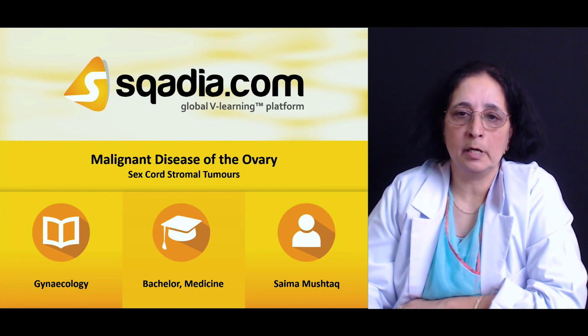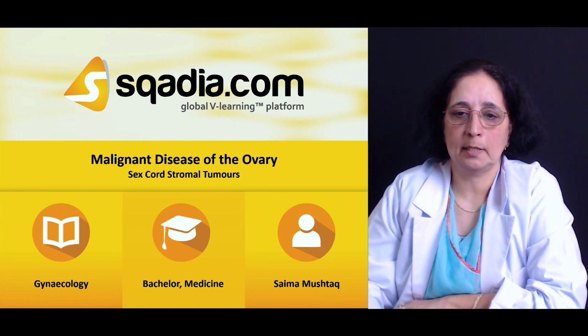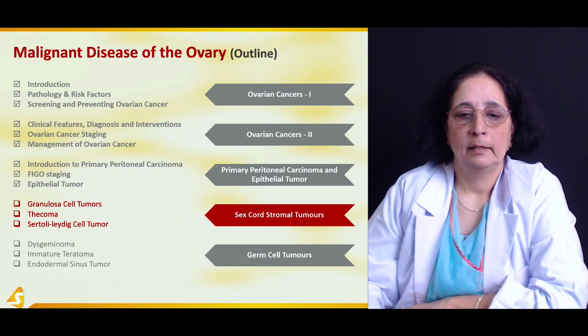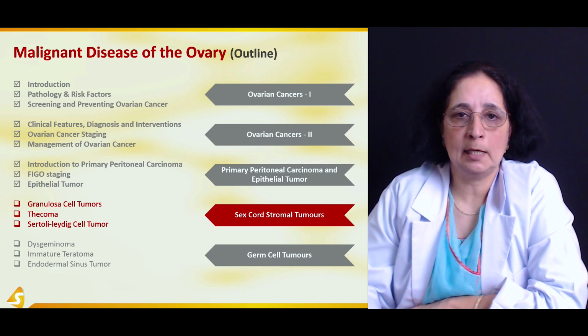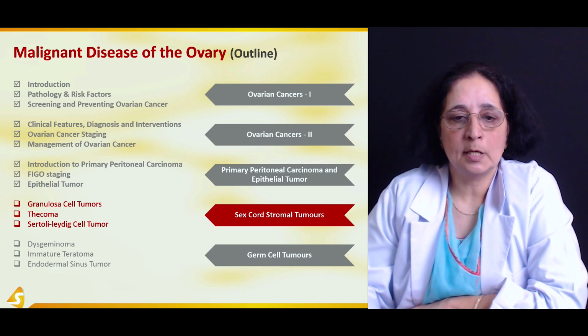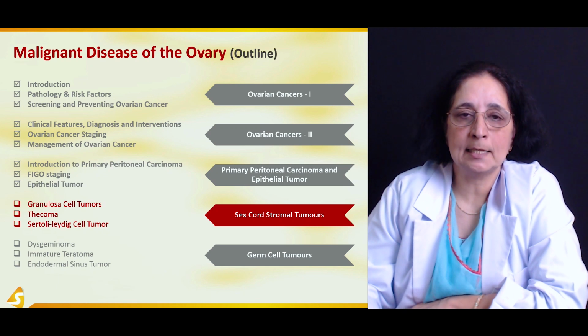In the fourth section of malignant disease of the ovary, we will talk about the sex cord-stromal tumors. These are mainly of three types: granulosa cell tumor, thecomas, and Sertoli-Leydig cell tumor.